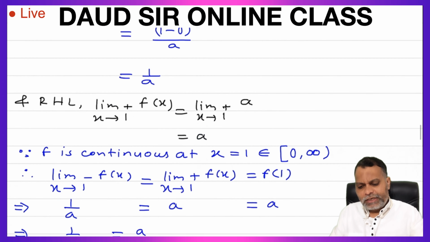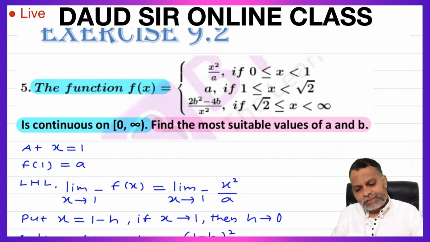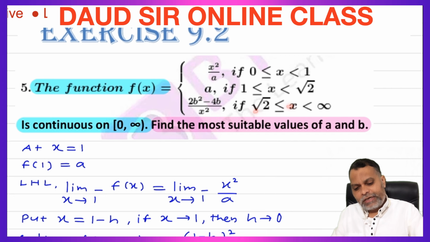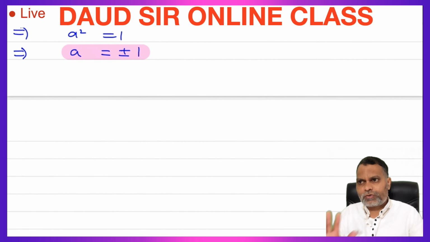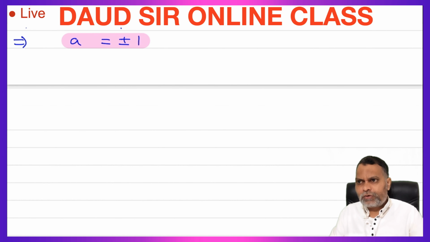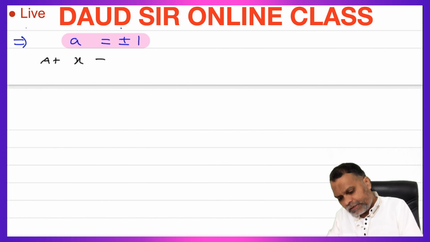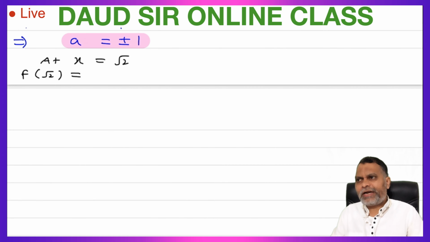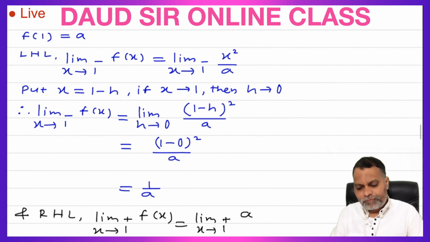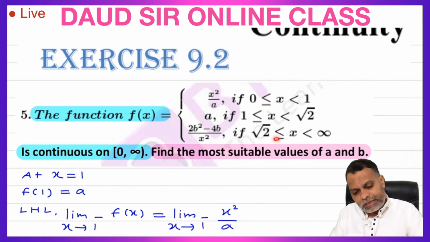Now, one more point we have to take here at x is equal to root 2. Here x is less than root 2, and here x is greater than root 2. And root 2 belongs to semi-closed interval 0 to infinity. So for the function f of root 2, the value of the function at x is equal to root 2, take this function.